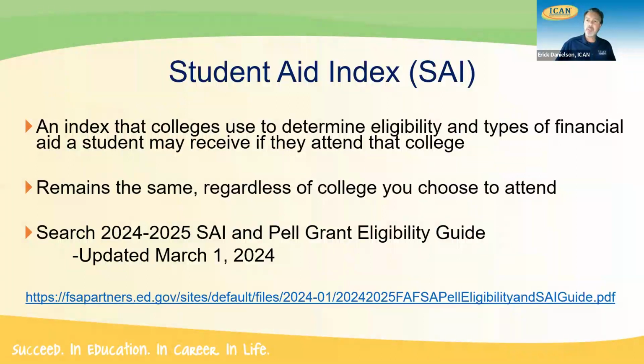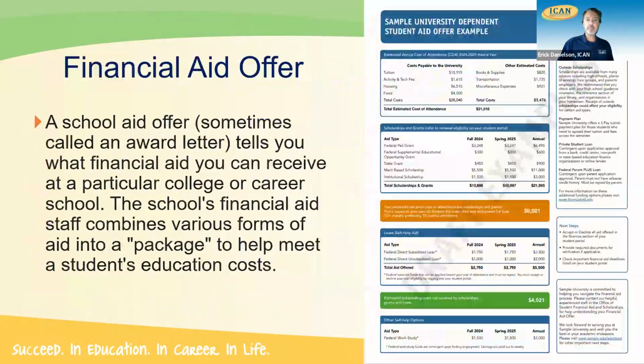Now, after the student and family fill out the FAFSA form, the reason you're filling it out is that the federal government is trying to give you a student aid index. This index is used by colleges to help determine your eligibility and the types of aid that a student is going to be able to receive. Your student aid index number is going to remain the same regardless of any college that you choose to attend. And this FAFSA form and student aid index will let families know whether or not they're Pell Grant eligible.